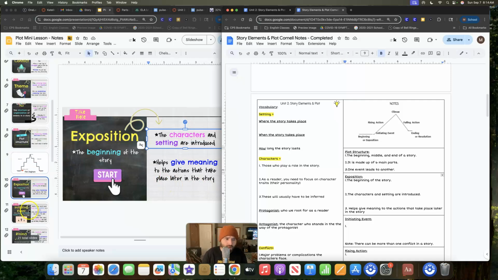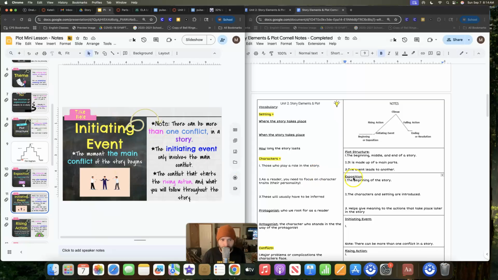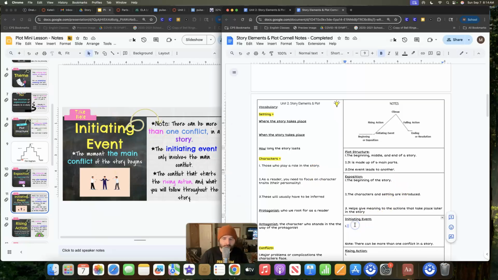Now, our new term is going to be a lot on this page, but we're only going to focus on one little thing. So, initiating event. Initiating, think initials, right? What do your initials do? They begin, they're the first letter of your name. They begin your name. So the initiating event begins the conflict. So the moment the main conflict of the story begins. Some might also say is triggered.